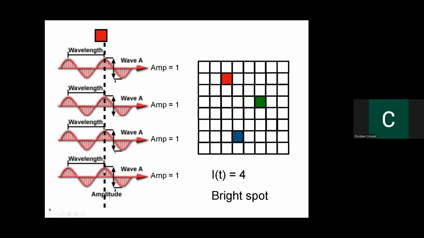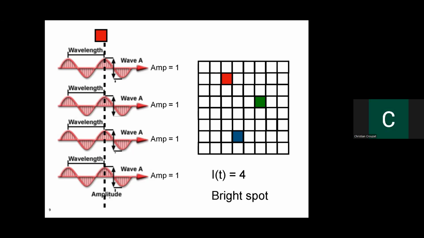So when you sum them all together, the value would be 4. So if our camera can only go between 0 and 4, this would be a bright spot on our camera sensor. Since it's a bright spot, based on just summation of waves, that's constructive interference. So all the lights being added together.